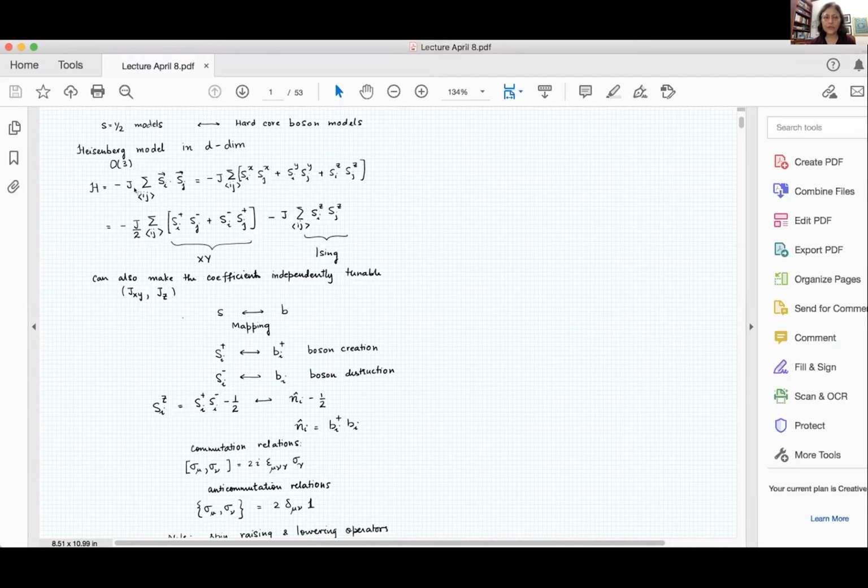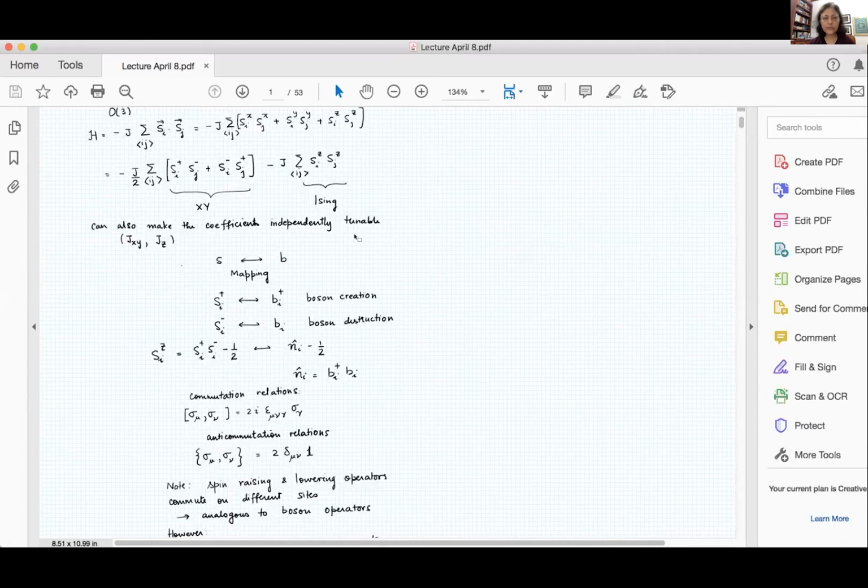So I have a Hamiltonian, which now has S dot S, these vectors, which you can expand into the X, Y, and Z components. And the X and Y components can be written with this factor of half as S plus S minus plus S minus S plus. So spin raising and lowering operators. And the ZZ Ising interaction. Okay, so far so good.